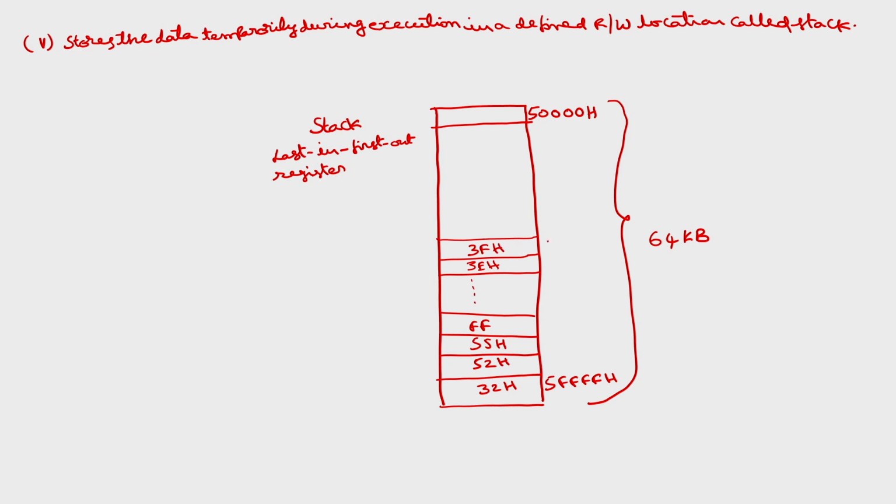If this address location is something like 505005H, the next available location for the stack is this. And this is called stack top. The location up to which data is full is called stack top, and this is the next available location.